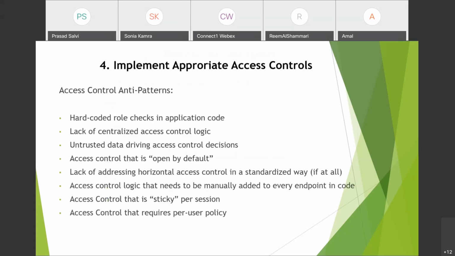The next proactive control is related to access controls. Now, there are a few anti-patterns on the screen which I've mentioned, like hard coding roles or hard coding passwords, access control that is open by default, untrusted data driving access control decisions. So again, let's try to understand access controls with the help of an example.